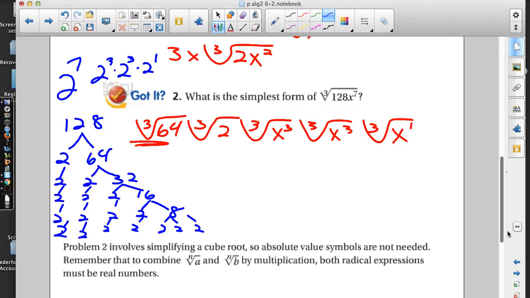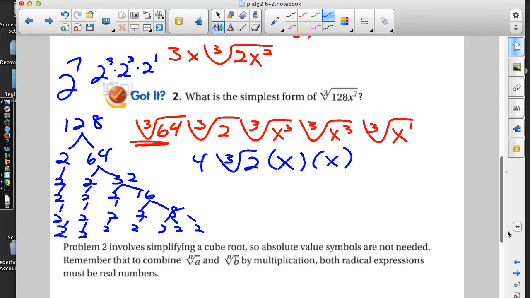Now that's the long way. Obviously, you could use your power chart and just work your way back up and find one that goes into it nicely. But if you can't find it, factor trees, they work. So, cube root of 64, what is it? Cube root of 2? Nasty. Cube root of x cubed? X. Cube root of x cubed? X.